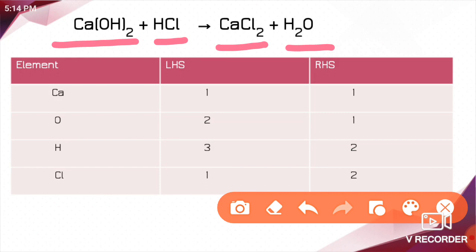Now check whether this chemical reaction is balanced or not. For that, you need to follow the same steps as we followed in the previous reaction. In the first step, you need to prepare a table consisting of 3 columns.